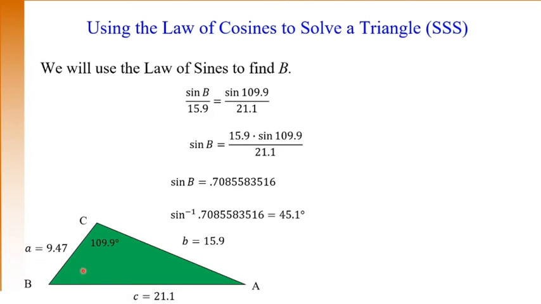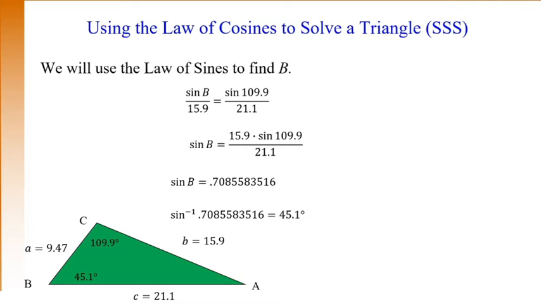So using our law of sine, sine B over 15.9 is equal to sine 109.9 degrees all over 21.1. So may magkatapat po yun. Then, cross multiply, we're going to have sine B is equal to 15.9 times sine 109.9 all over 21.1. Then, using our calculators, we're going to have the value. Then, second function or the inverse function of sine, that is 45.1.